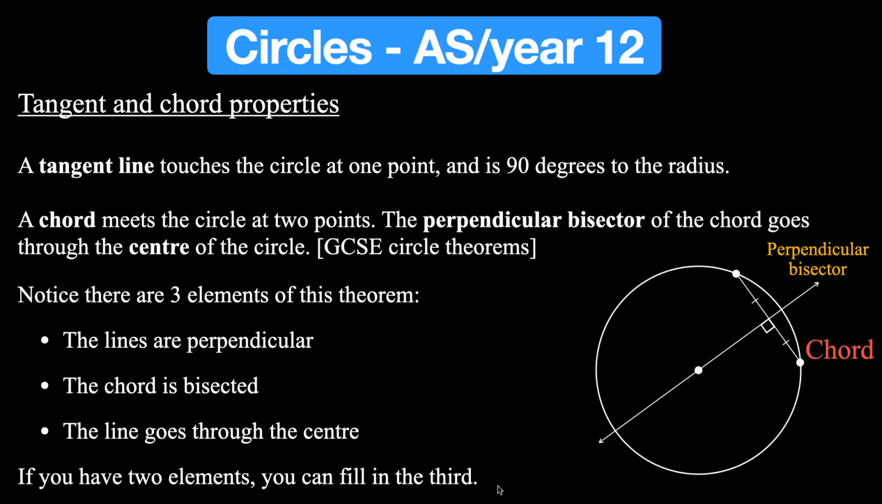For example, if you know the lines are perpendicular and the chord is bisected, then you know that the line goes through the center. Or you might be told that the line goes through the center and the chord is bisected, then you can conclude that the lines are perpendicular. In some problems, you might only know two of these things, but then you can conclude that the third is true as well. All right, let's have a look at an example where we need to use this theorem.